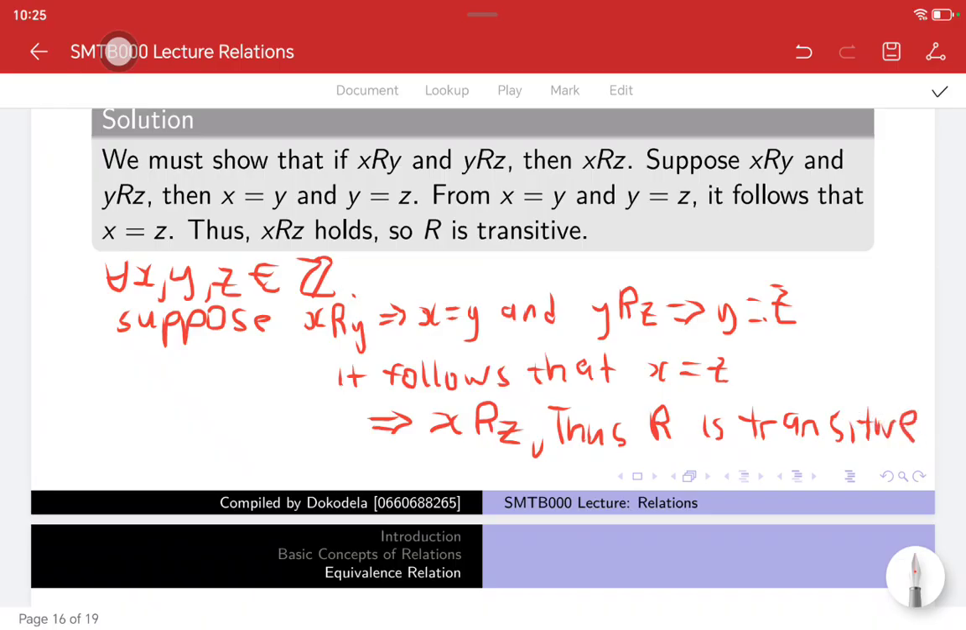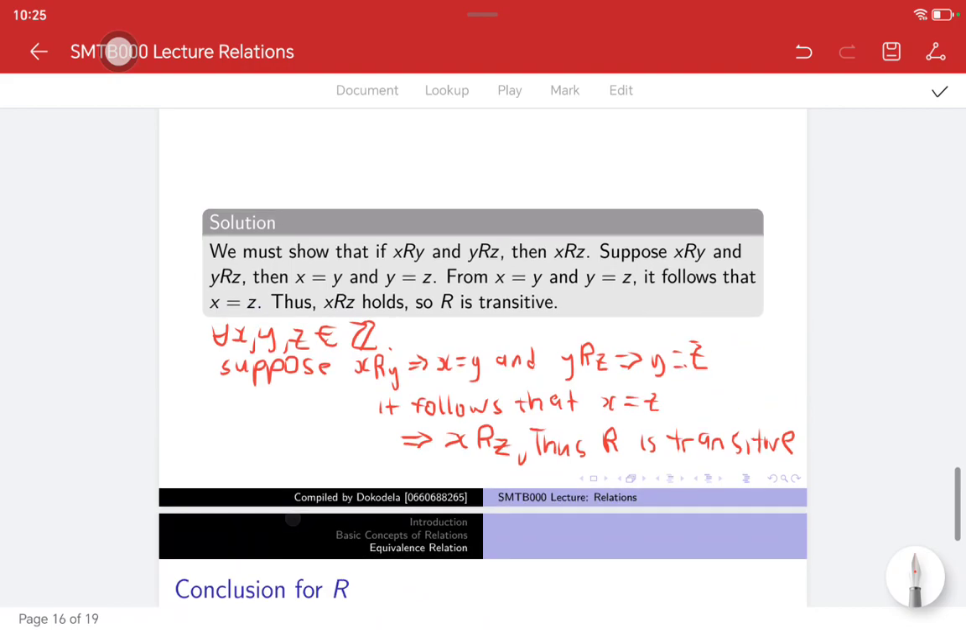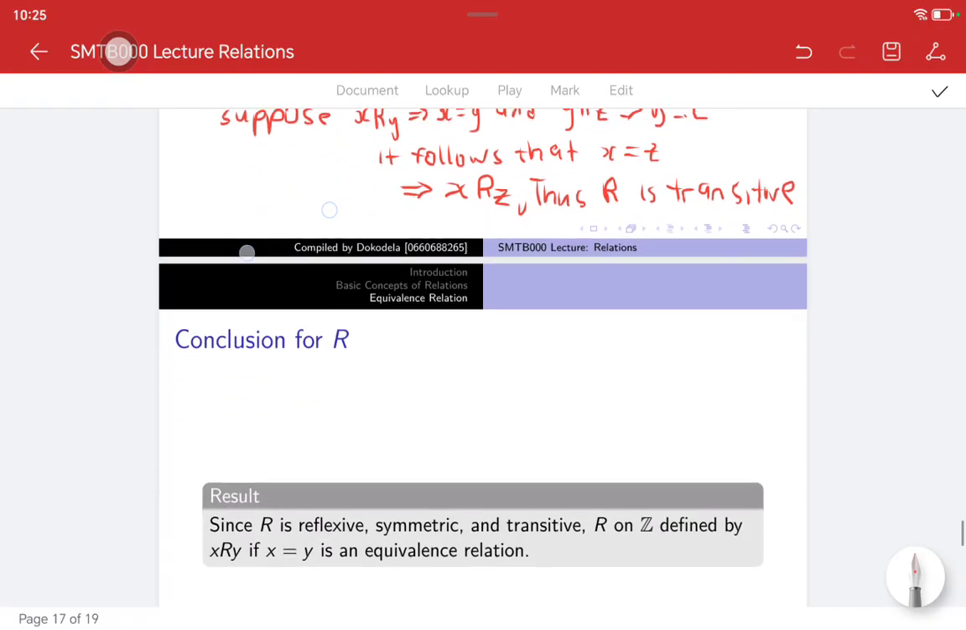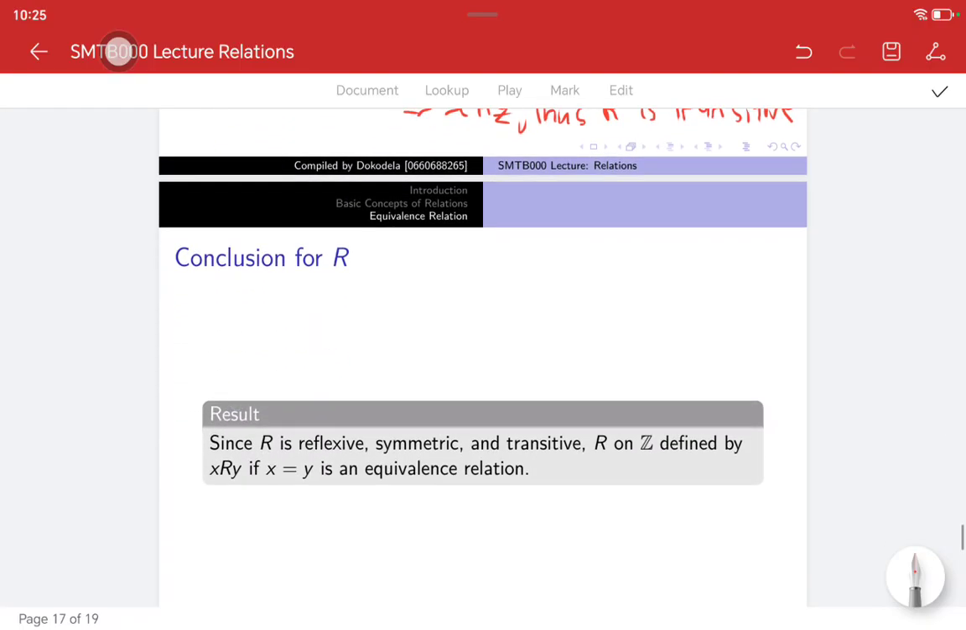So, if the relation R meets the properties of reflexive, symmetric, and transitive, then we know for sure that this is an equivalence relation. That's why for a conclusion here, we must say that since R is reflexive, symmetric, and transitive, then R on Z defined by this is an equivalence relation. We say, right, then this will be our conclusion.